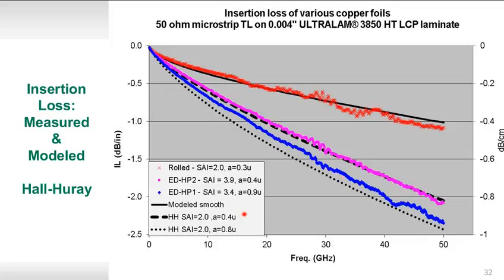And again, now looking at the Hall-Huray model kind of in the other direction, using the measured nodule size as the actual input, and then adjusting the surface area index to get a good fit with the modeled and measured data. So you can see that the Hall-Huray model, in fact, has a reasonable basis: changing the input nodule size to what was measured can explain the difference between the performance of the 2 foils, as long as the surface area index value is reduced to get a good fit.